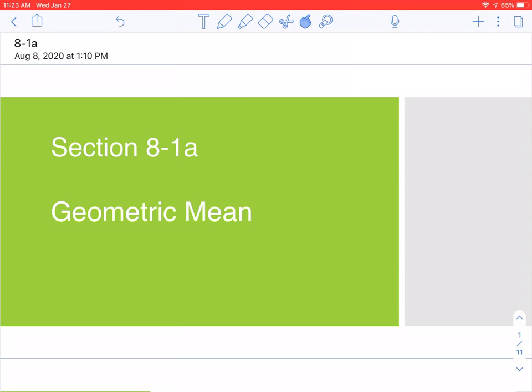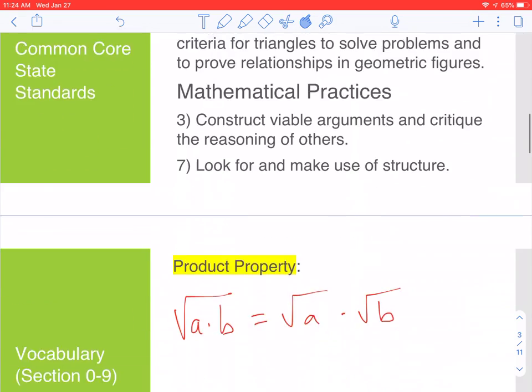All right, we're starting out chapter 8 with section 8.1a, geometric mean, and really what we're going to be talking about today is simplifying radicals. And that's the first step to do geometric mean, which we'll talk about another day.